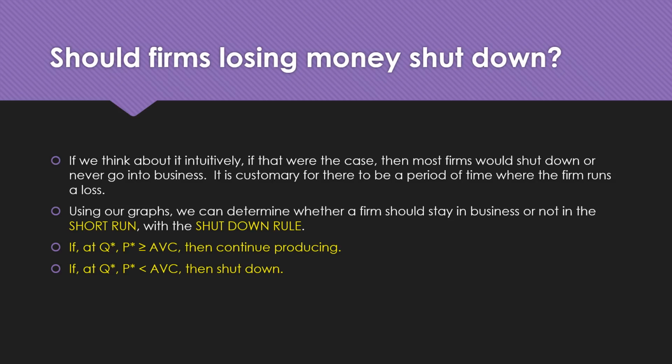Now, if at that point where marginal revenue equals marginal cost, price is less than average variable cost, then that means that the firm is actually incurring higher debt and higher costs at a profit maximizing level of output than if they produced zero. And if that's the case, then they should just shut down, because even though they're going to lose money by shutting down, they're going to lose less money than by staying in business.